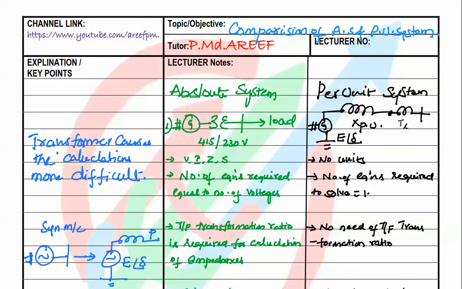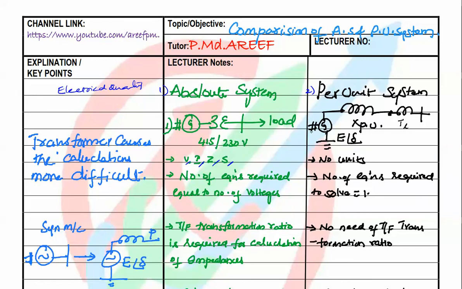So in this slide we are going to compare the absolute system and the per unit system. Generally electrical quantities are measured in two types. First one is the absolute system, second one is the per unit system. So I am considering here a generator, a transformer and a load. The transformer may be 415 volts to 230 volts, or it may be any rating here. In the absolute system, all the quantities are in volts, amperes, ohms, and power in volt amperes. So these are the units of these quantities.